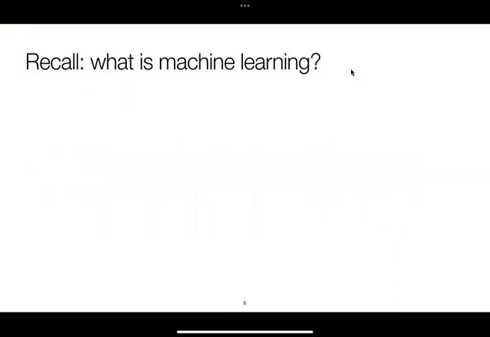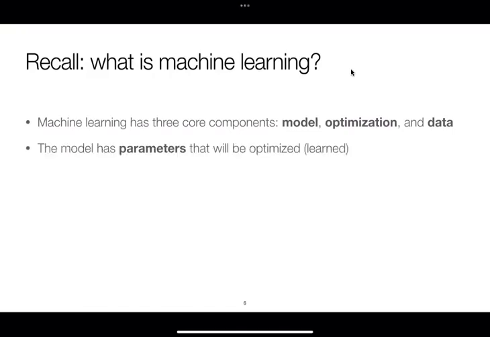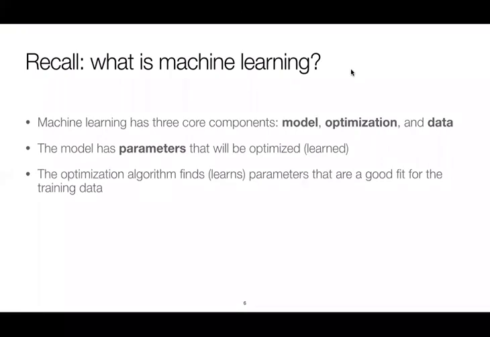So let's first recap a little bit about what is machine learning, which is something that we did last Wednesday, if you remember. Here we paraphrase for the purposes of transitioning into what we're going to talk about. Remember that machine learning has three core concepts or components: one is the model, one is the optimization, and the last one is the data. The model is this function that we learn from inputs to outputs, and it has these parameters that we optimize in order to make the model define the function that we want it to be. And the optimization algorithm is the thing that actually tries to find or learn those parameters that fit the training data that we're given.